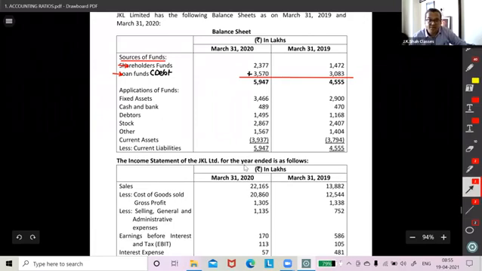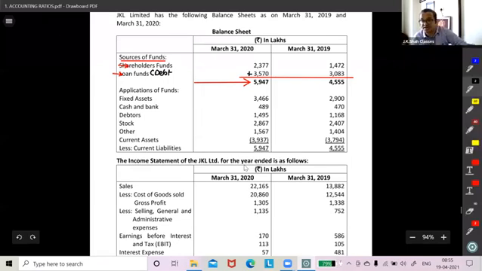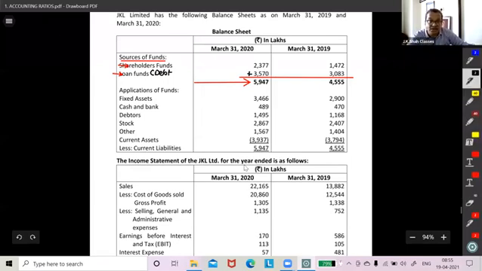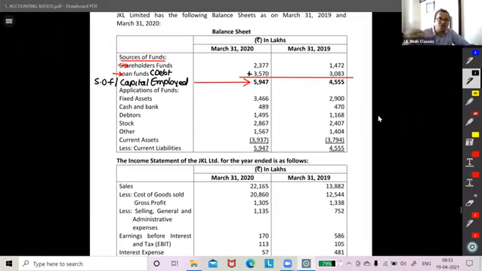So if I have to name this line, what can I call it? Sir, we are taking sources of funds, so we will get sources of funds, correct. But we need to understand that yes, it is sources of funds, and we also call it capital employed. Correct, people, you remember this? Sources of funds means only debt plus equity. That is capital employed.